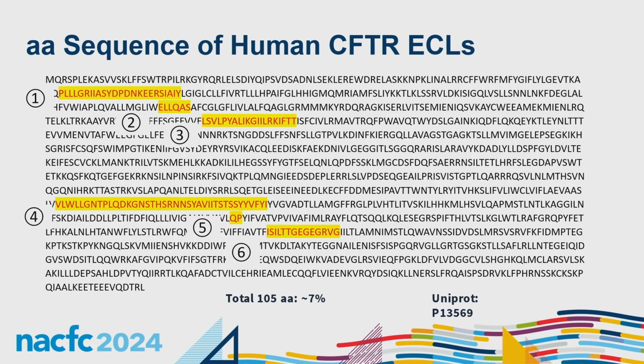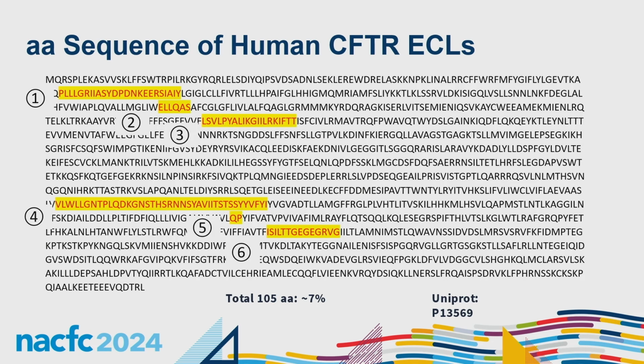The extracellular loops are highlighted in yellow, and you can see there are 6 extracellular loops in human CFTR. The shortest one is extracellular loop number 5, which has only 2 amino acids, and the longest one is extracellular loop number 4, which has 39 amino acids. In total, all 6 extracellular loops account for 105 amino acids, roughly 7% of the whole CFTR molecule.